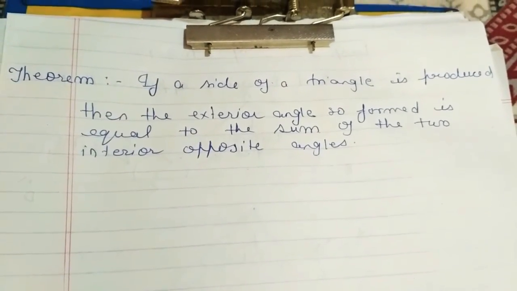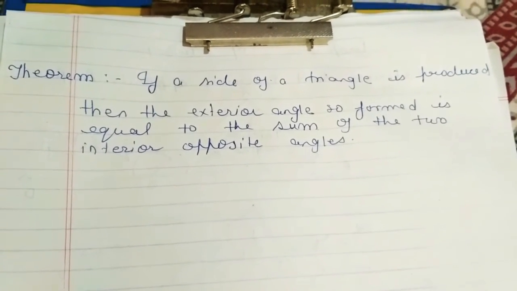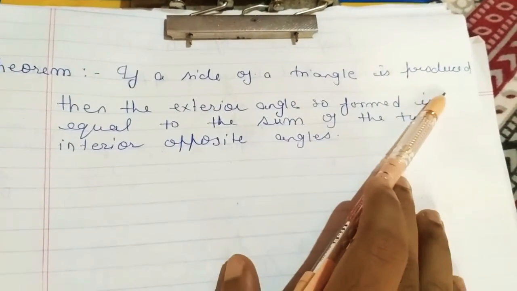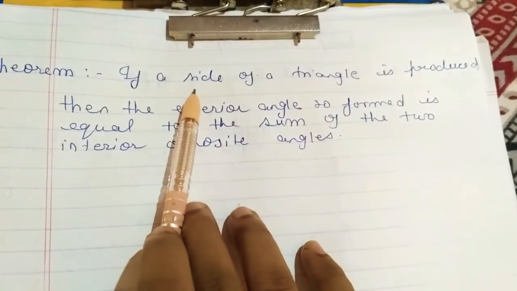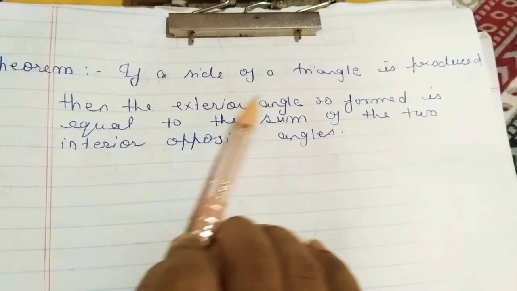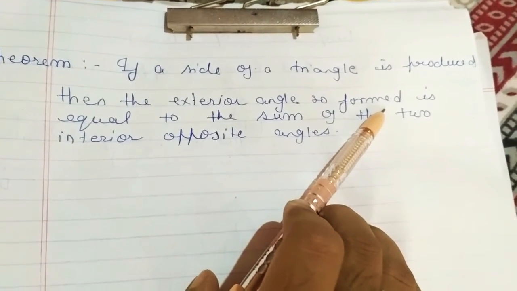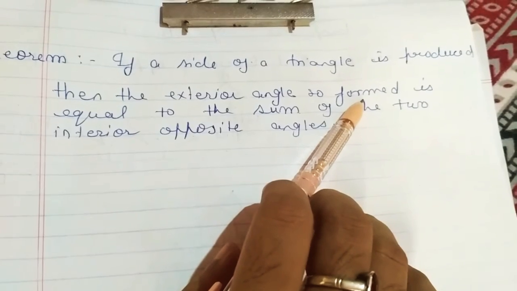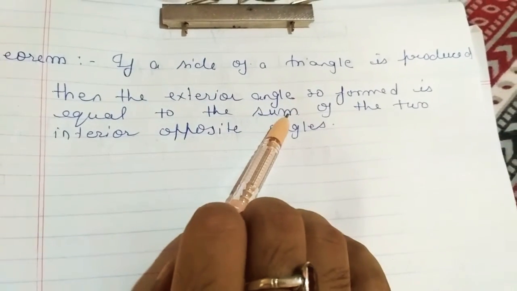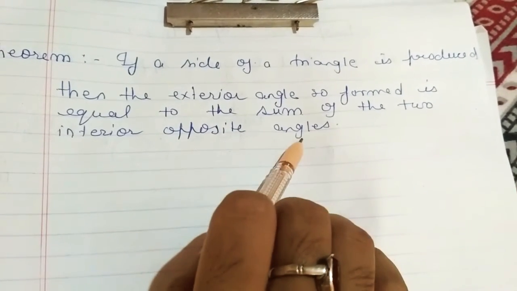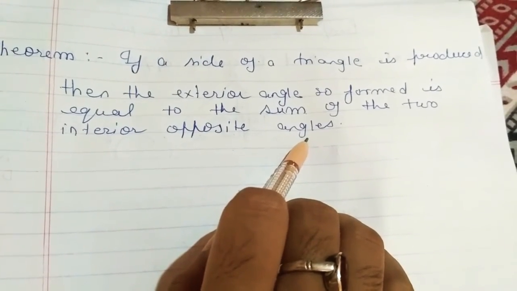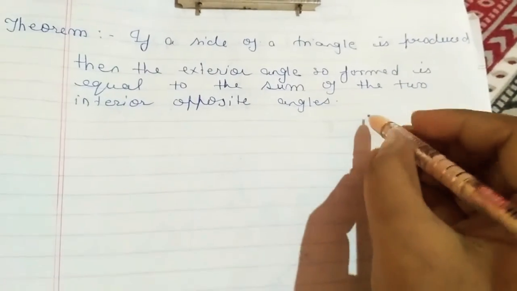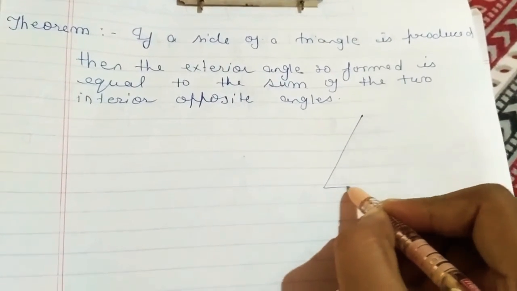So students, this is the theorem, and according to this theorem, if a side of a triangle is produced, अगर हम ट्रायंगल के साइड को प्रोड्यूस करते हैं, then the exterior angle so formed, तो एक एक्सटीरियर एंगल बनता है, is equal to the sum of the two interior opposite angles, ट्रायंगल के दो इंटीरियर अपोजिट एंगल्स के सम के बराबर। So according to this theorem, you have to first figure out like this.